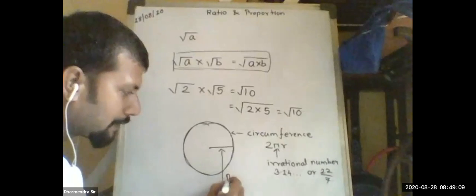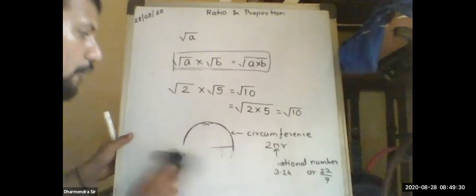So area is given by pi r square, where pi stands for irrational number and r stands for radius. So it is being taken two times, meaning r into r, which gives me r square.